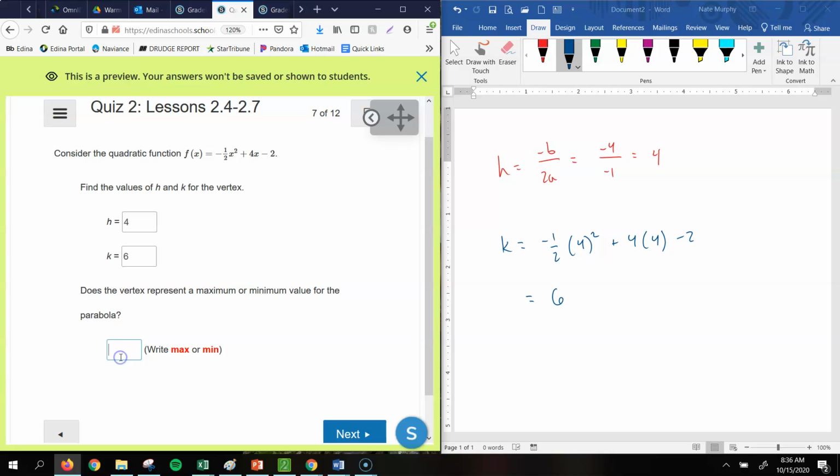Does a vertex represent a maximum or minimum value for the parabola? Well, the fact that a is a negative number means the parabola is going to open downwards. And if it's opening downwards, now that vertex is going to be the maximum or the highest point. So we'll type in max here.